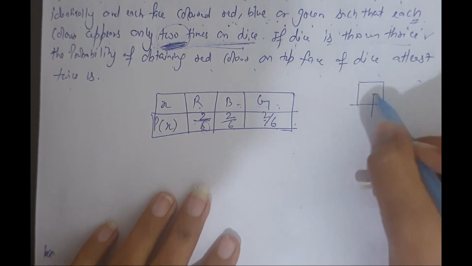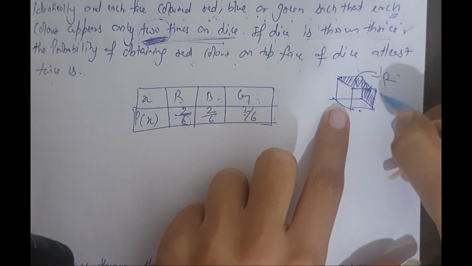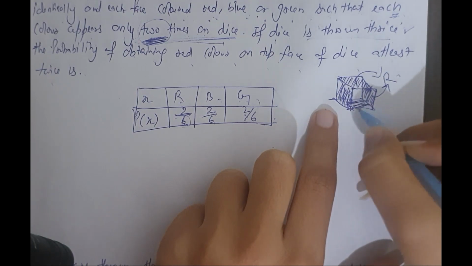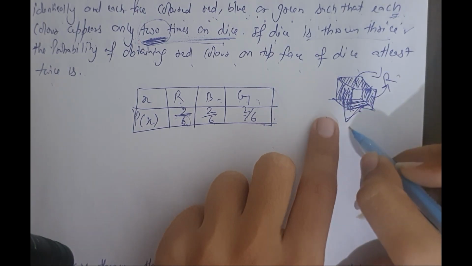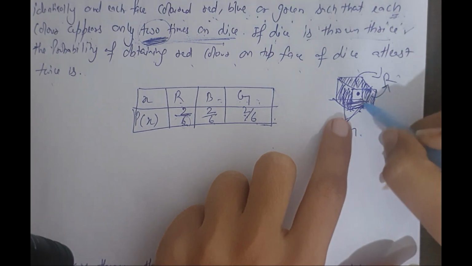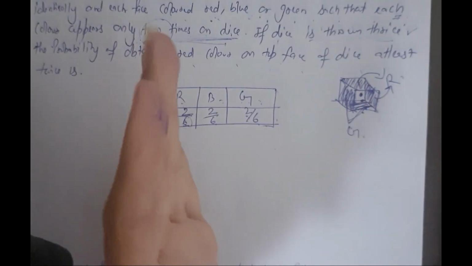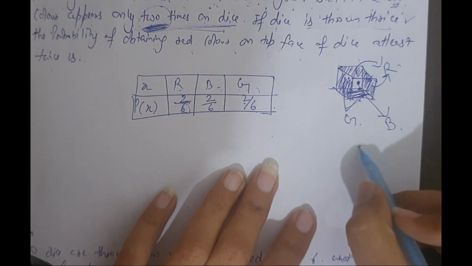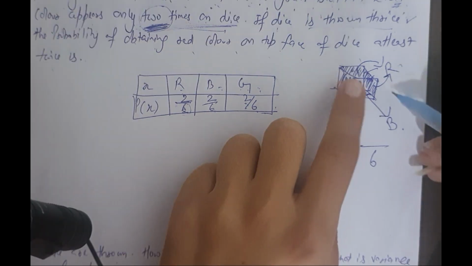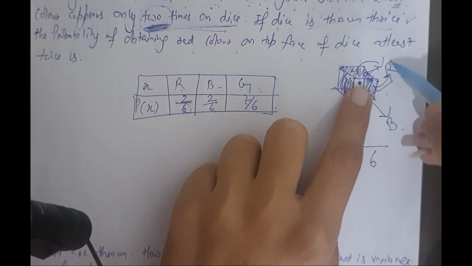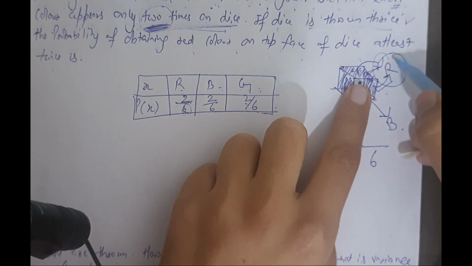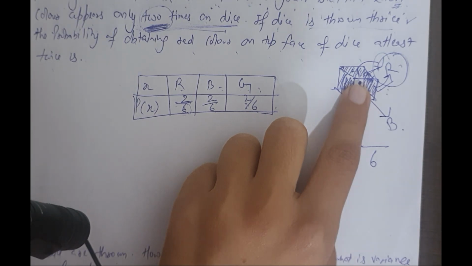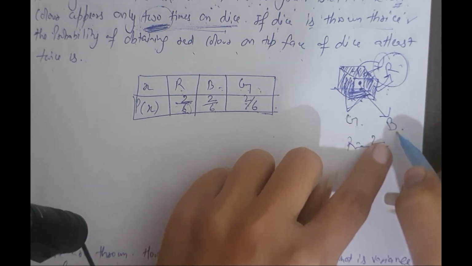This is the dice. Here and here, they made red color. Here, here and here and on the bottom, they did green color. The back face and front face are left, and on them they did blue color. When we throw the dice the first time, the total number of cases will be 6. Out of 6, on 2 faces they did red color, so the probability of each color to appear on a dice is 2 by 6. Probability of red is 2 by 6, similarly blue is 2 by 6.